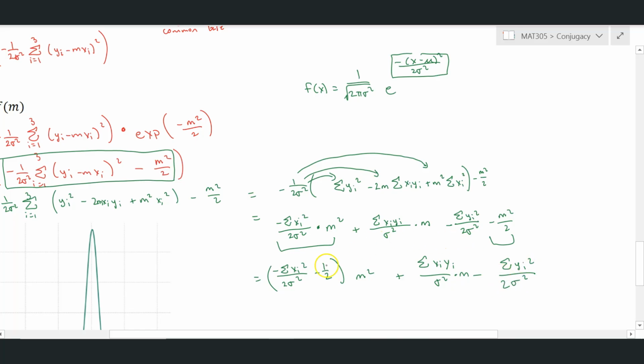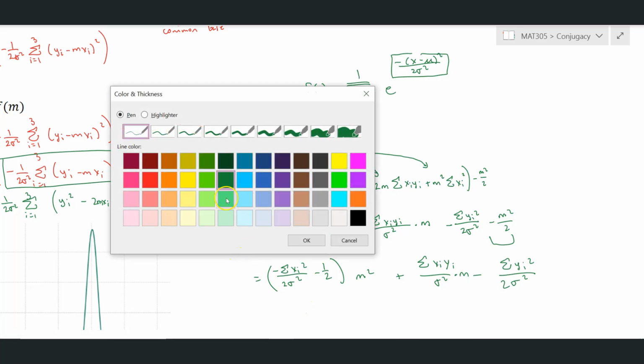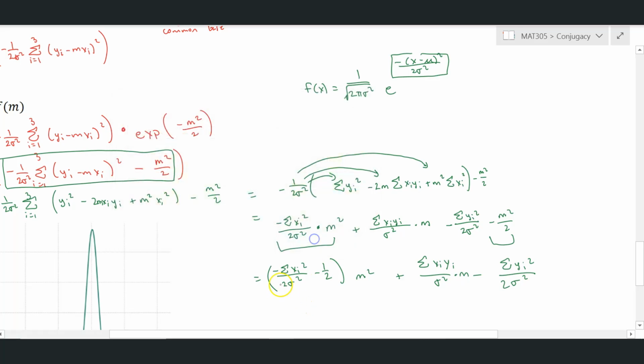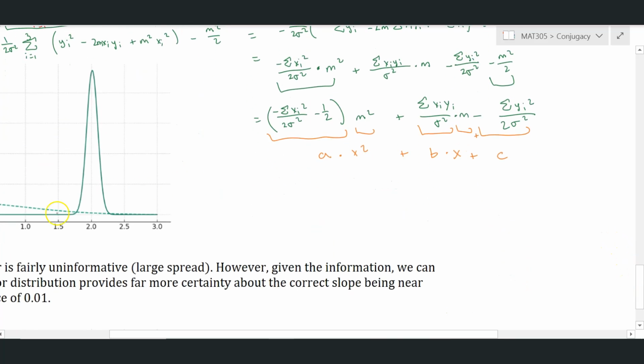And the reason I write it like this is because we should recognize this as being of a special form. You can kind of think about this as a times x squared plus what we would typically call b times x, and then this whole piece we write plus c. Then we have a quadratic function in the variable m.